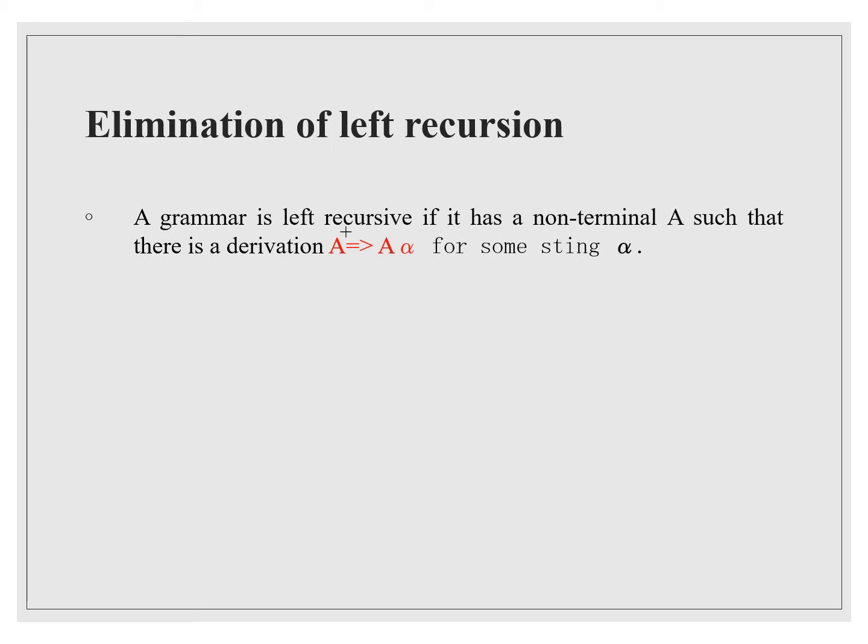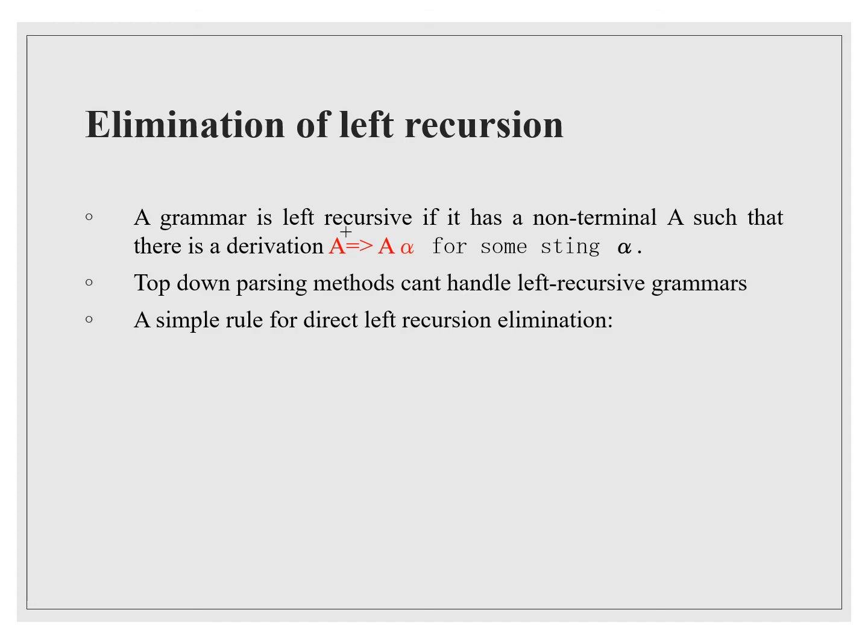Look at this particular grammar. So A derives A alpha. On the left hand side we have symbol A, and on the right hand side also, the first symbol is A. So this grammar is left recursive. So how to eliminate left recursion from the grammar? If the rule is like A derives A alpha | beta, this grammar has the left recursive property. So how to eliminate that?